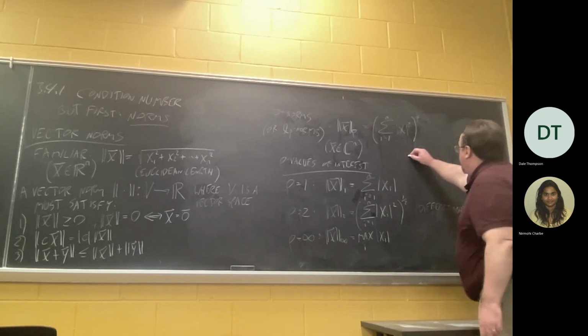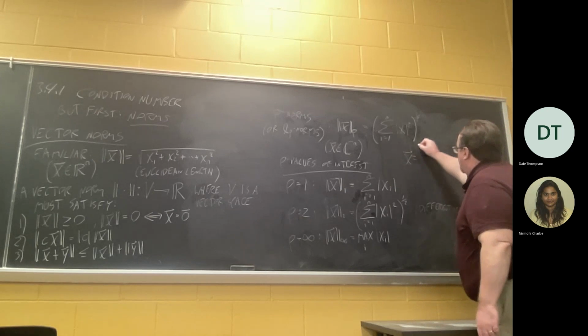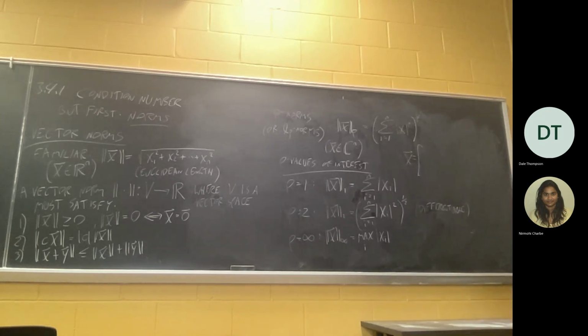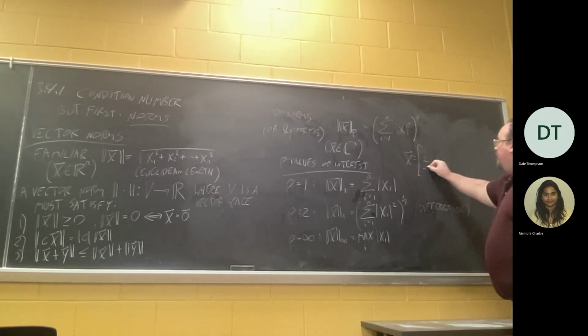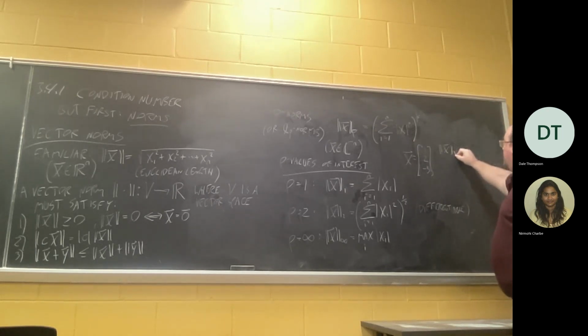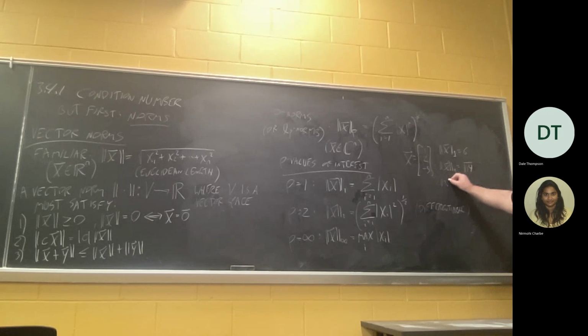So as an example, if I define my vector to be 1, 2, minus 3, then the 1 norm of x is 6. The 2 norm of x would be the square root of 1 plus 4 plus 9, so it's the square root of 14, so 3 point something. And then the infinity norm of x is 3.